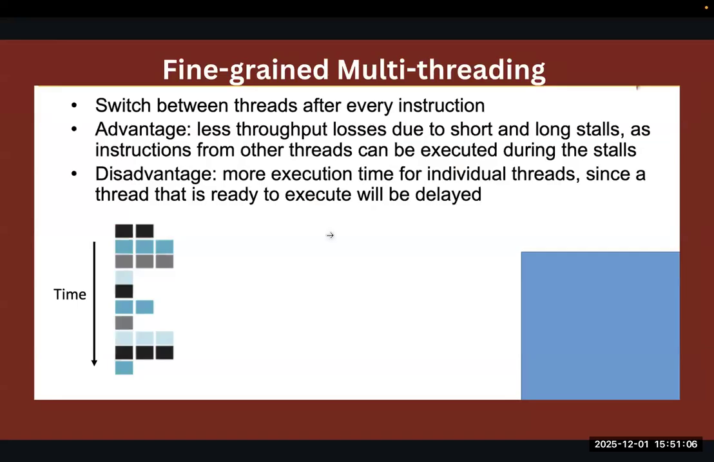Then we have fine-grained multi-threading. In this, the processor switches threads after every instruction. This means short or long stalls can be hidden because another thread always runs immediately. The advantage of this is that we have high throughput and very little idle time. The disadvantage is slower execution for any single thread, because it gets interrupted constantly as multiple threads are running at the same time.